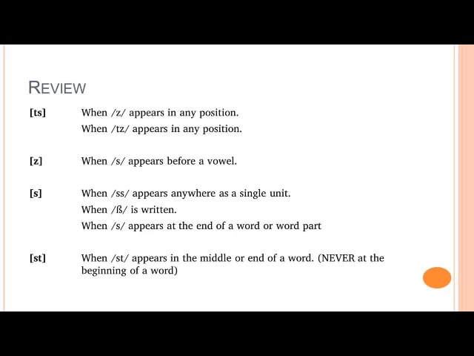Z, when s appears before a vowel. S, when a written double s appears anywhere as a single unit, when the st is written, and when a written s appears at the end of a word or word part. And finally, st, when the written st appears in the middle or end of a word, but never at the beginning of a word.